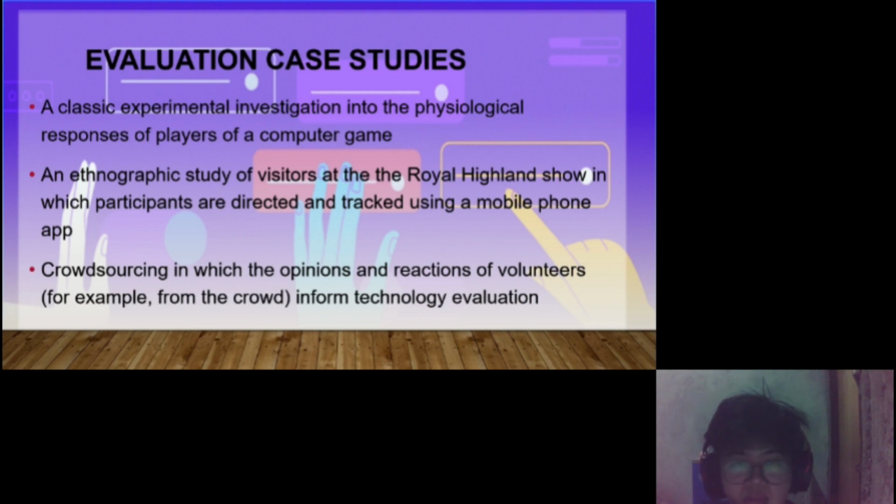A classic experimental investigation into the physiological responses of players of a computer game. An ethnographic study of visitors at the Royal Highland Show in which participants are directed and tracked using a mobile phone app. Crowdsourcing in which opinions and reactions of volunteers, for example, from the crowd, inform technological evaluation.